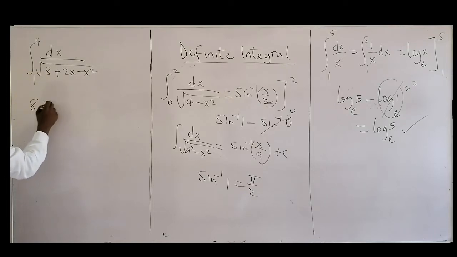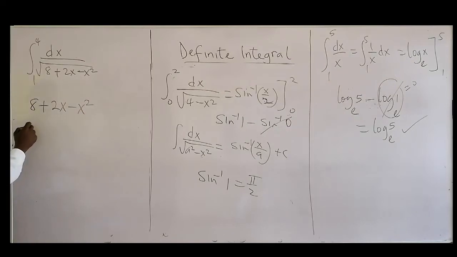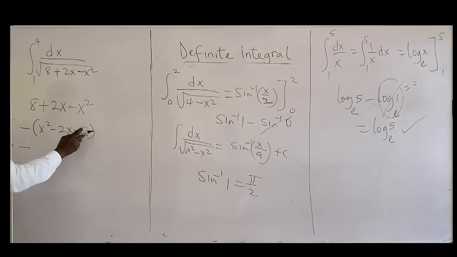Let's take the content of that square root. Okay. Take the negative out. Then you have x squared minus 2x minus 8. Okay, so with this now, you can't factorize it. Because factors of 8 are 4 and 2, which cannot give you minus 2. Another factor pair is 8 and 1, which cannot give you minus 2. So you can't factorize it.